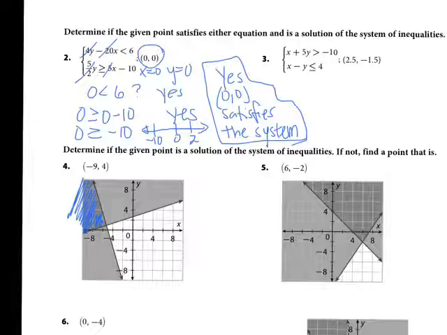Now let me switch colors so that you could see this a little bit better. So negative 9 is here for the x, and positive 4 is here for the y. So our point meets here, negative 9 comma 4. So our point is in the shaded region. So the answer is yes, negative 9 comma 4 is a solution to the system.